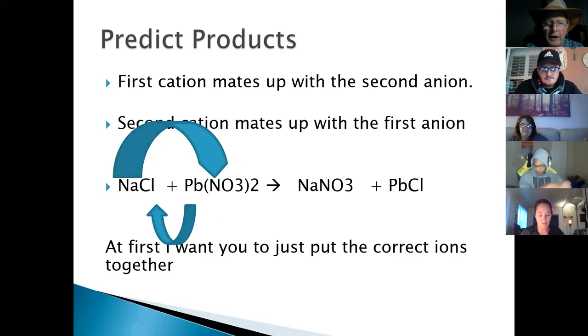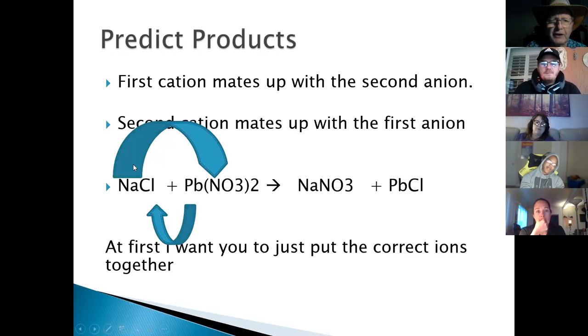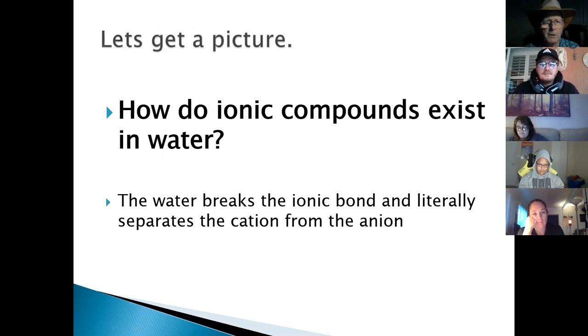At first, guys, all I want you to do is put the correct ions together. Do not worry about subscripts yet. Just know that the first cation hooks up with the second anion, and the second cation hooks up with the first anion. Now, that's what ultimately happens in a successful double replacement reaction.